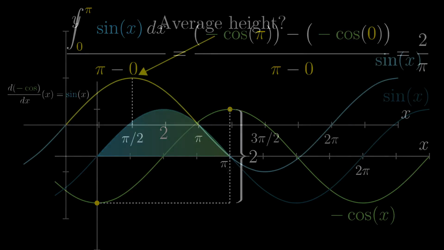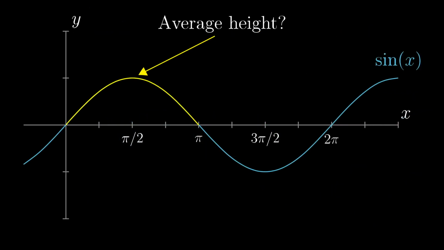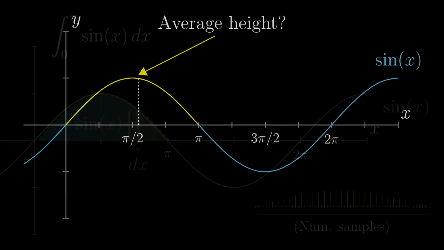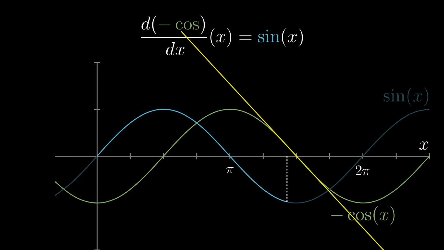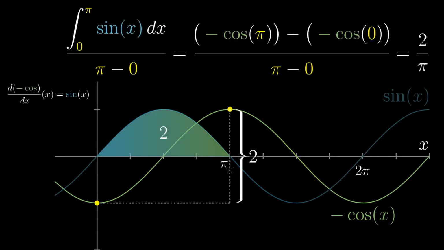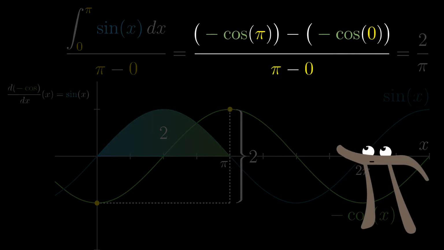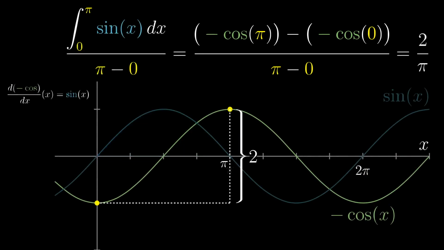I promised at the start that this question of finding the average of a function offers an alternate perspective on why integrals and derivatives are inverses of each other, why the area under one graph has anything to do with the slope of another graph. Notice how finding this average value, 2 divided by pi, came down to looking at the change in the antiderivative, negative cosine x, over the input range, divided by the length of that range. And another way to think about that fraction is as the rise over run slope between the point of the antiderivative graph below 0 and the point of that graph above pi.